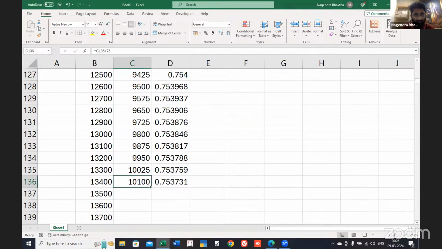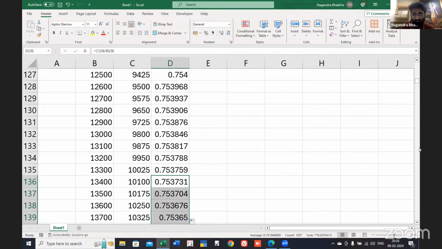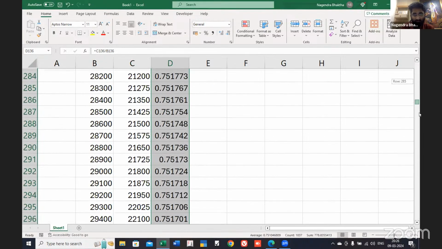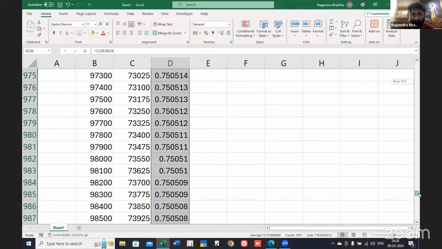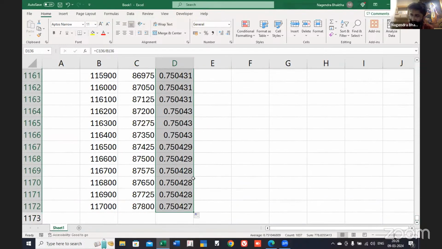I'll keep my cursor here and I'll double click. And I'll double click here also. Can you see the result here? 0.750427. No matter how much you drag, it will never touch 0.75. I'm just copying the formula. However much you drag, it will not touch 0.75.